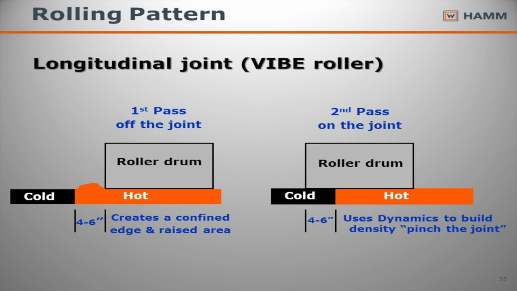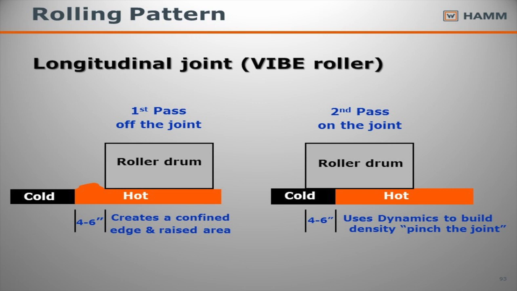Hey, you're still awake, I'm impressed. First pass, we talked about it before, stay 4 to 6 inches off that joint. And again, this is a way I've seen it work the best to get that joint compaction, because a lot of states now are going to a joint density specification. This is one way you're going to achieve it.